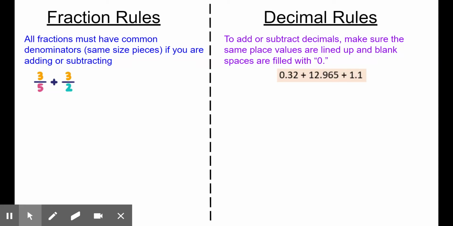Let's do a quick review of adding fractions and decimals so that way you can operate with them whether they're positive or negative using the same rules as integers. So here we go. All fractions must have common denominators, right? If we're putting them together or taking them apart, they have to be the same size pieces. So here we have 3/5 plus 3/2.